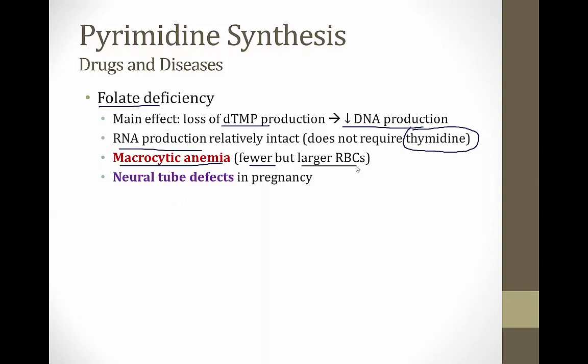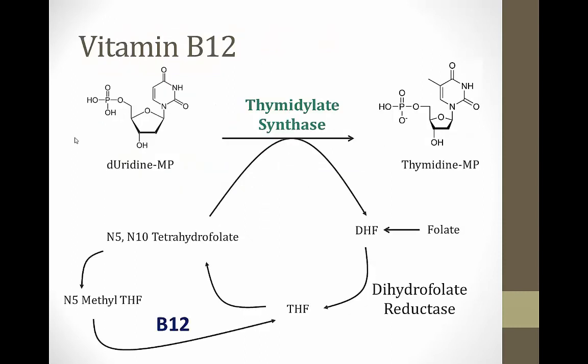Another consequence of a folate deficiency is a neural tube defect in pregnancy. Women who are pregnant need to take folate because their babies need lots of thymidine in order to grow. So if women are deficient in folate, the classic finding in their baby is to have a neural tube defect, and I talk in more detail about this in the neurology modules. The final clinical tie-in to thymidine biochemistry involves the vitamin B12.